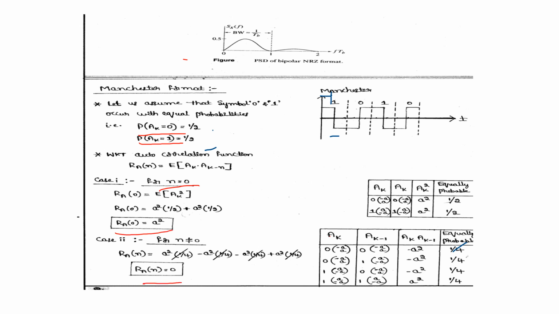So the autocorrelation RA of 0 is A square in the case of Manchester coding. For the bit 0, the amplitude is minus A, plus A, and the product AK square is A square with the probability of 1 by 2. For bit 1, the amplitude is A, minus A, with A square having the value of 1 by 2. So when n is equal to 0, the autocorrelation is going to be A square. When n is not equal to 0, the autocorrelation is going to have the value 0.